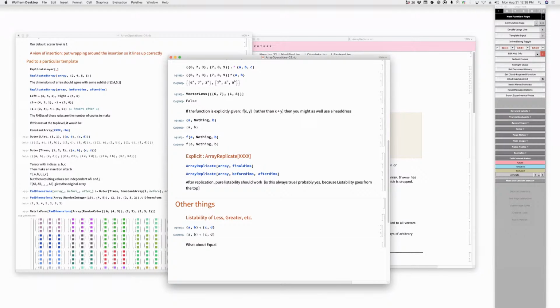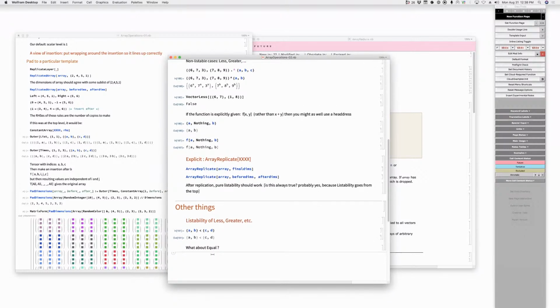Although maybe, that's another thing where there are times when you do want it to be listable and there are times when you don't, right? I'm trying to think if there's some existing thing that does this, but it might be nice if there was a headdress that you could put that basically just says, make this listable. Of course you can use function, but it's a little bit, well, okay.